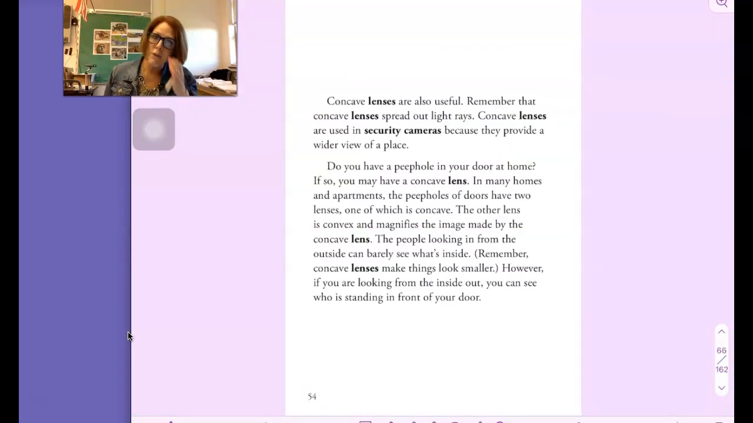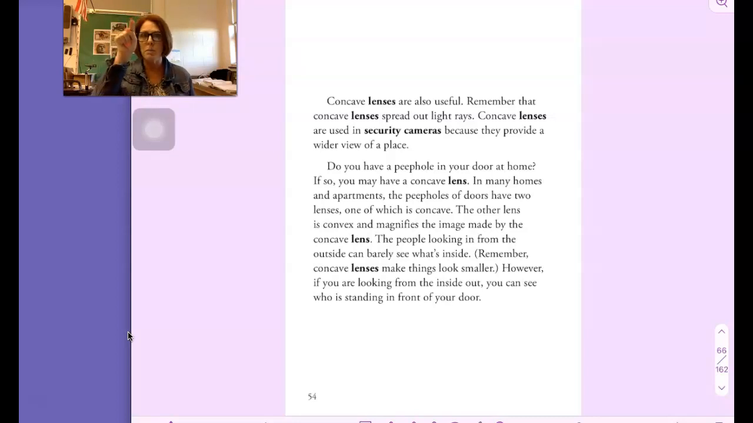Concave lenses are also useful. Remember that concave lenses spread out light rays. Concave lenses are used in security cameras because they provide a wider view of a place. Do you have a peephole in your door at home? If so, you may have a concave lens. In many homes and apartments, the peepholes of doors have two lenses, one of which is concave.